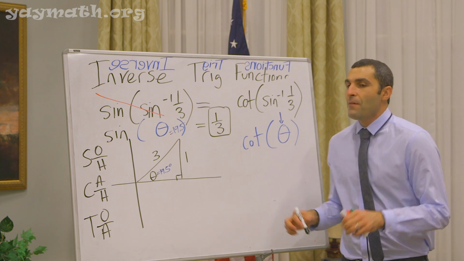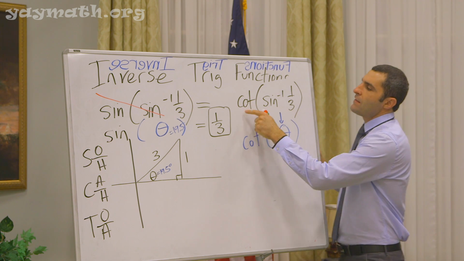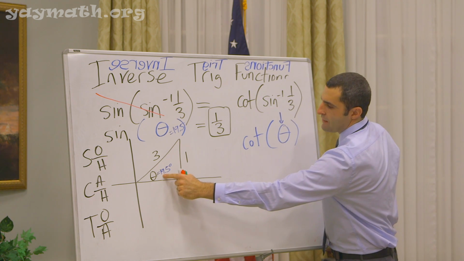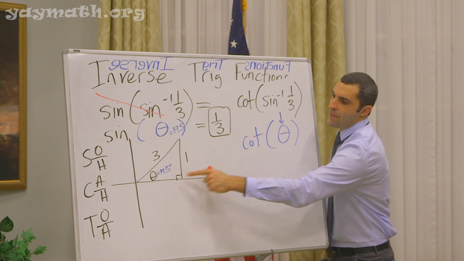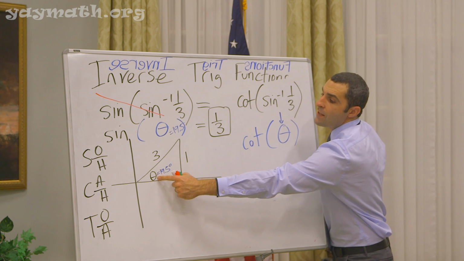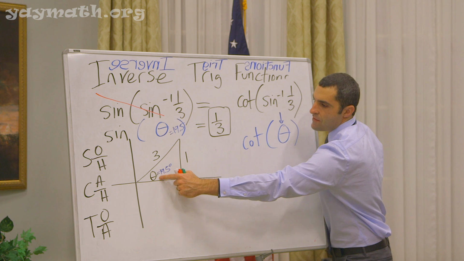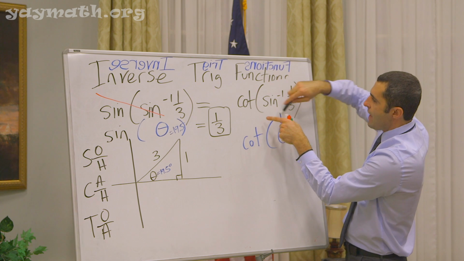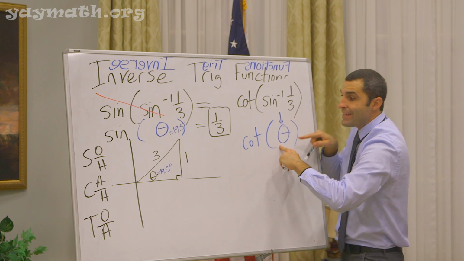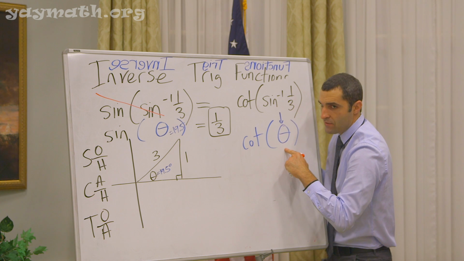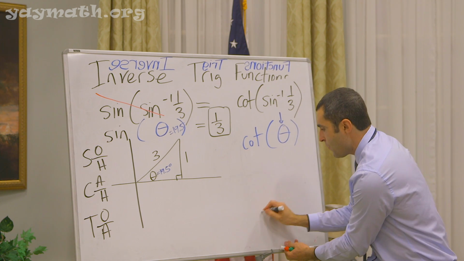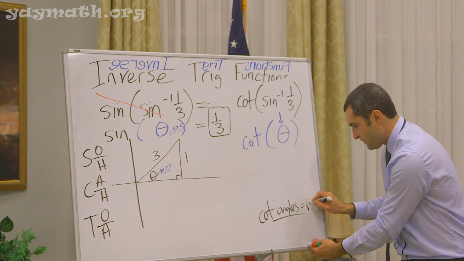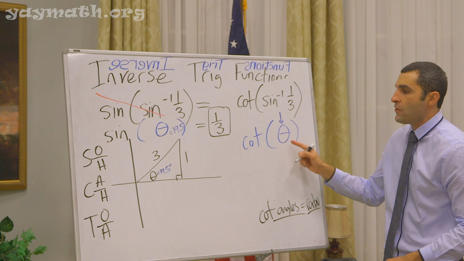Before we do it, just be sure. This is saying cotangent of inverse sine of 1/3. Inverse sine of 1/3 is this angle, 19.5. It doesn't matter that it's 19.5. This angle has a sine that's 1/3. Do you see that? Now we want cotangent of the angle, and when you do cotangent of angles, that results in ratios.